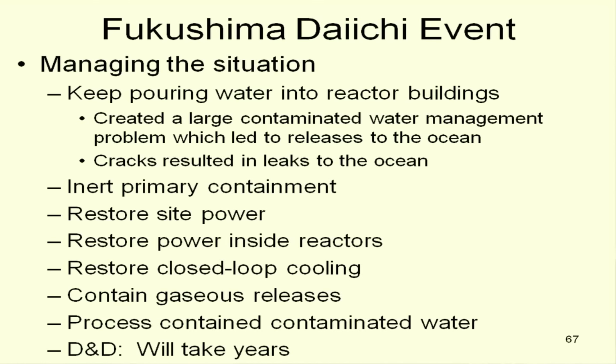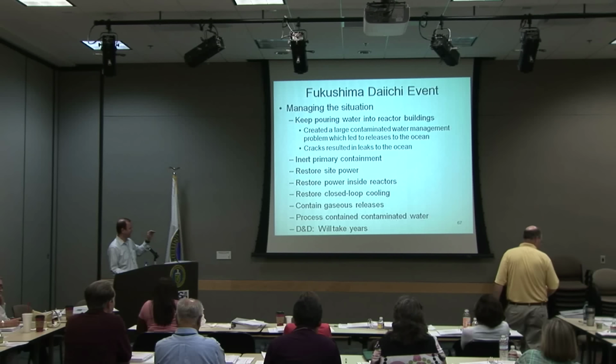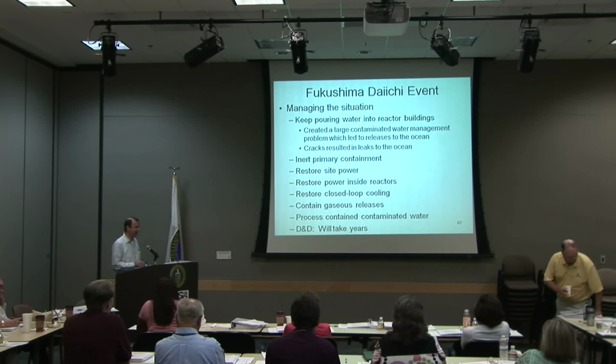After a bit, they were able to inert the primary containment to stop the cladding oxidation issue. And then they got site power restored and restored the power inside the reactors for instrumentation and other things. And they're about at the point where they've restored closed-loop cooling every place, but this timeline now starts to really stretch out. They've got to contain the gaseous releases, and with cracks or whatever, that will be a challenge.